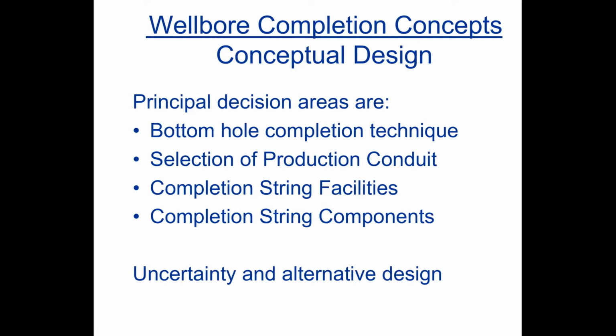So in the completion, we need to make 4 major decisions. One is the bottom hole completion, how we connect the reservoir to the wellbore. That is called bottom hole completion. Selection of production conduit.